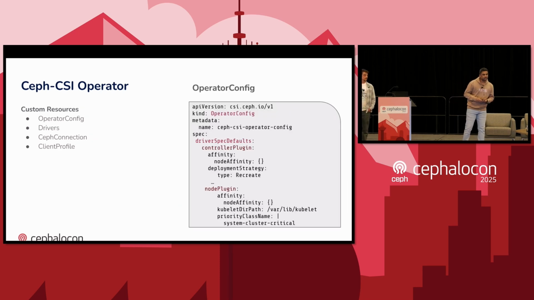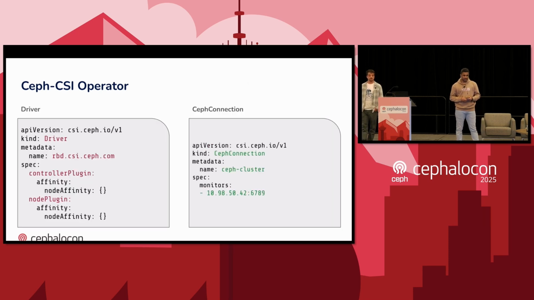We have four different custom resources for the CSI operator. The first is the operator config. This is a high-level configuration, per operator. It contains the configuration for the operator as well as the common configuration for all the CSI drivers. Because this is huge, we don't want to repeat the configuration again and again when we set up the different CSI drivers. Here you can see the spec defaults, which are applicable for all the drivers.